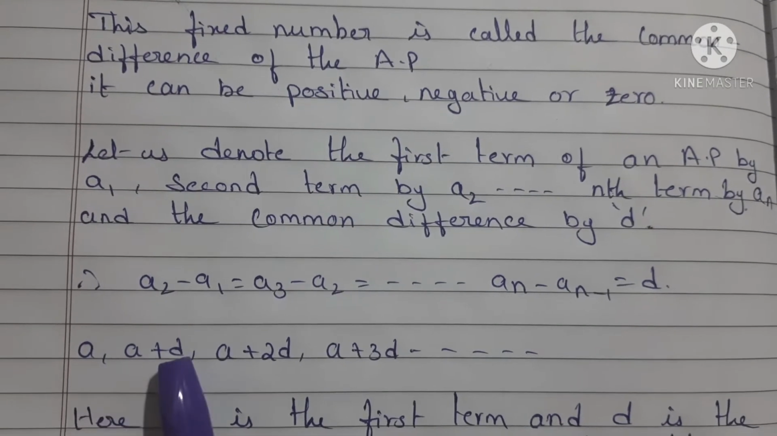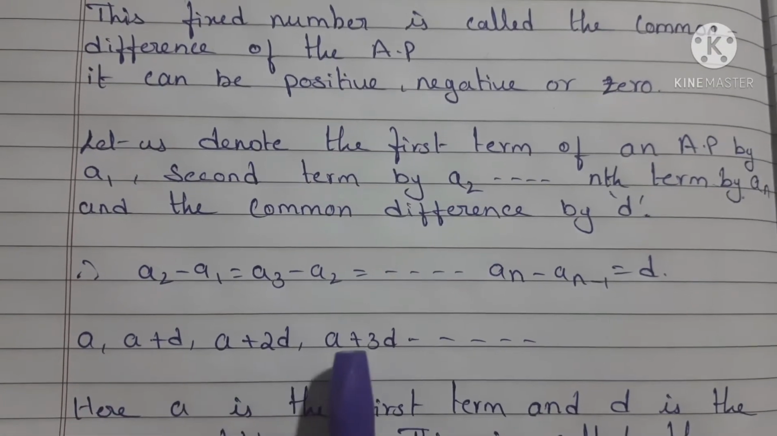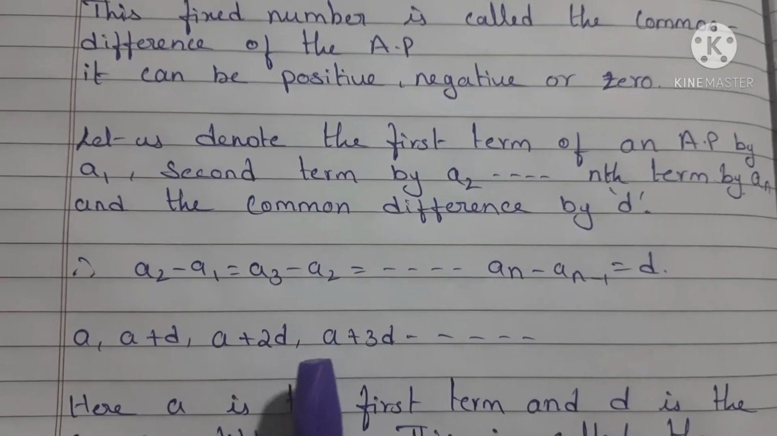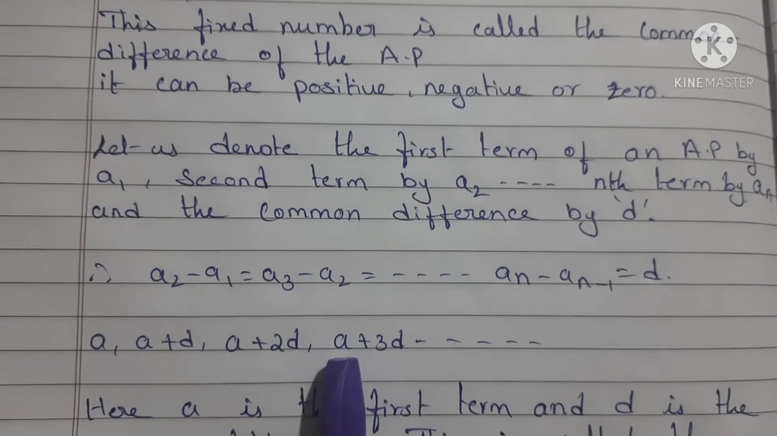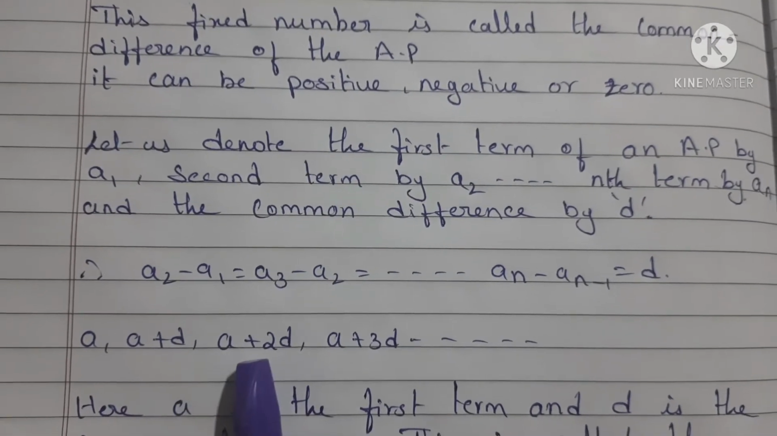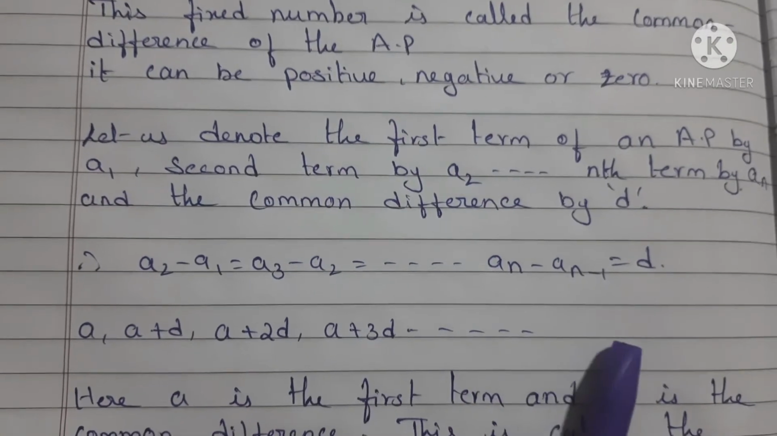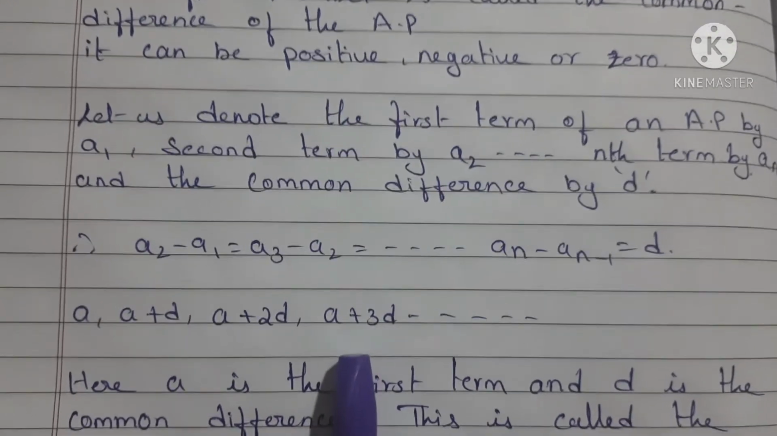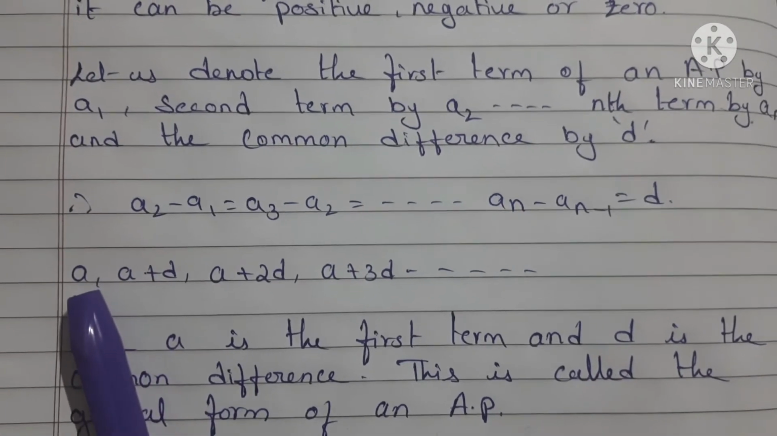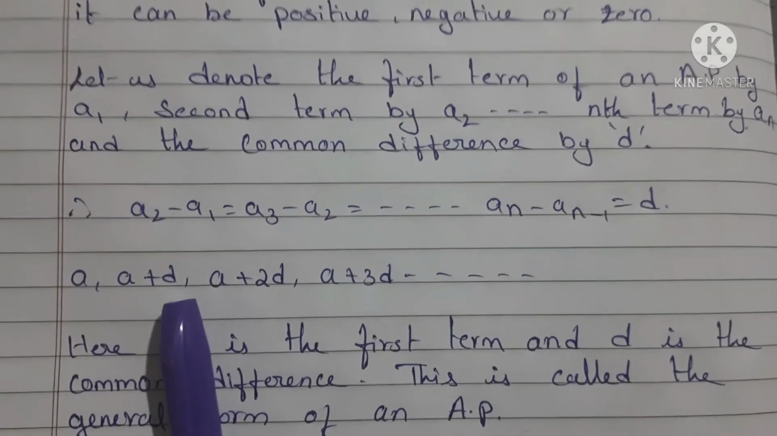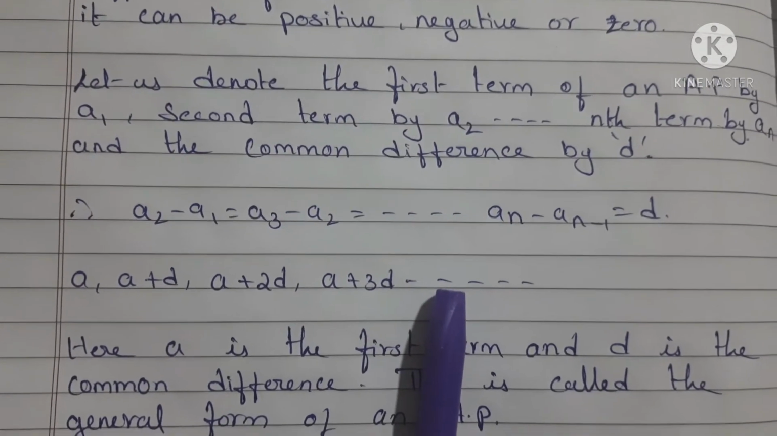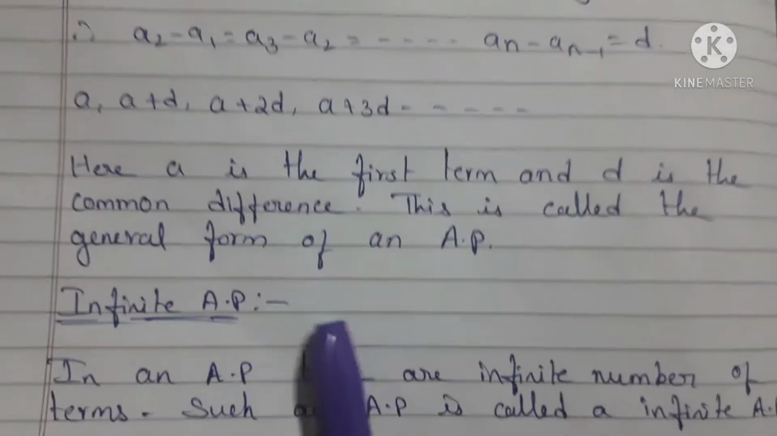Now, A, A plus D, A plus 2D, A plus 3D, and so on. This is the general form of arithmetic progression. Here A is the first term and D is the common difference. This sequence is called the general form of arithmetic progression.